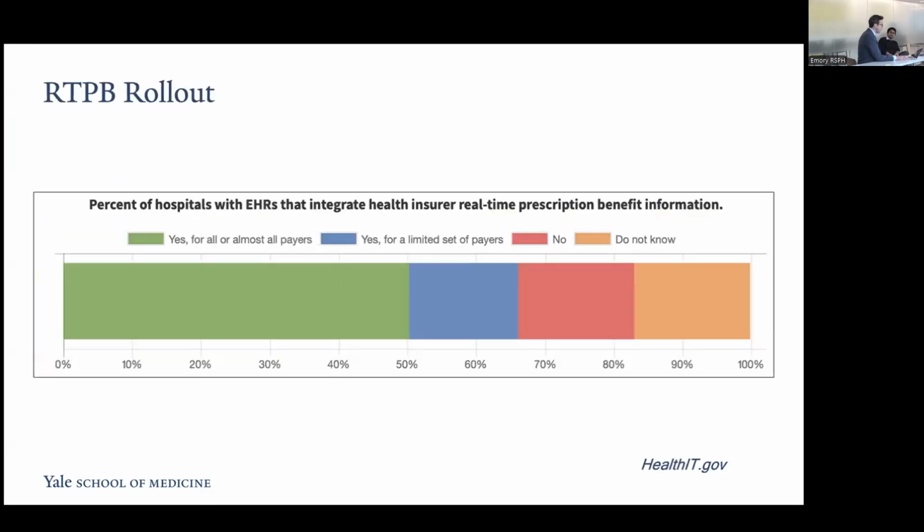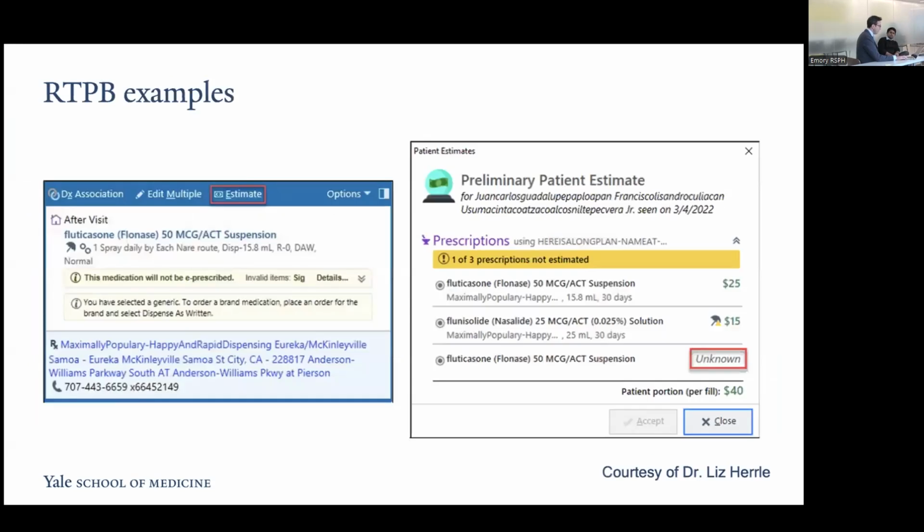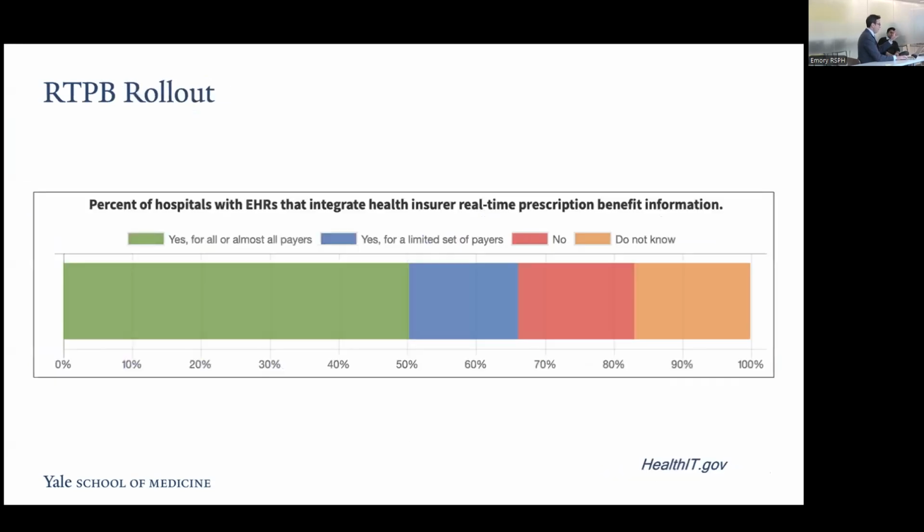The rollout of these RTPB tools in this country has been pretty good, but certainly not 100%. The blue, these are data from about 2 years ago. The blue and the green is basically health systems that have implemented these RTPB tools. So as of 2 years ago or so, it was right around 65%. But what I'll talk about in a few minutes is that the way that systems have implemented this has been very variable, right?